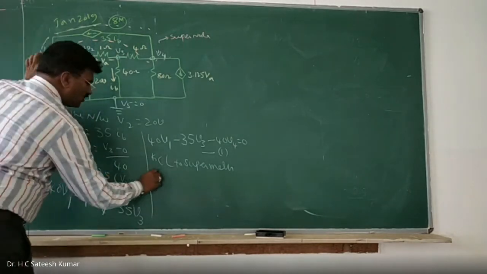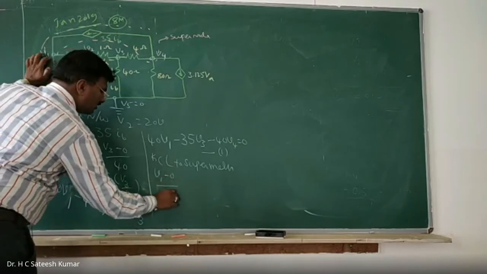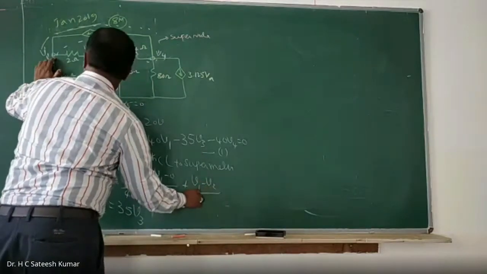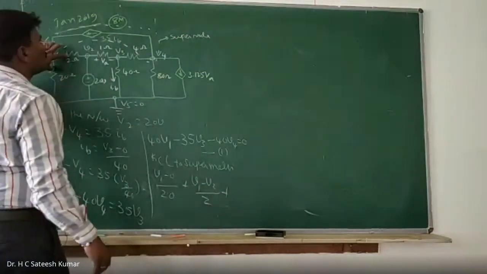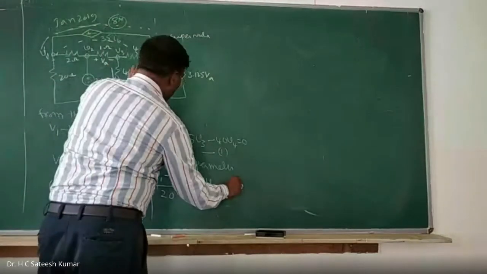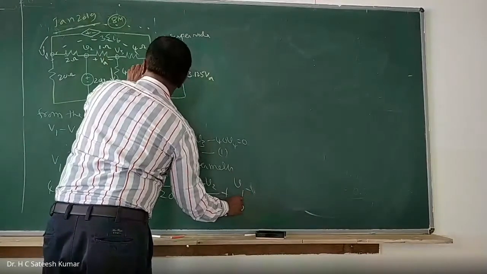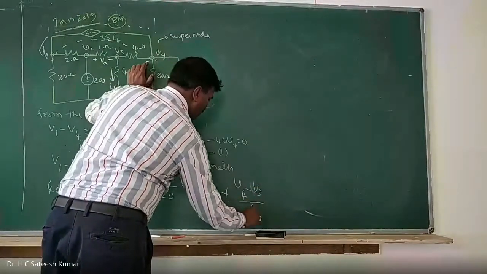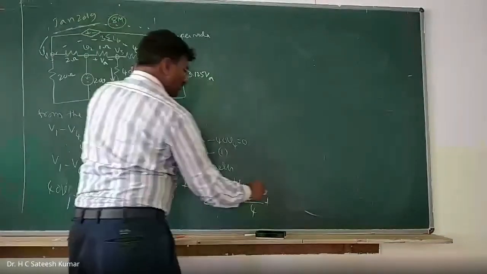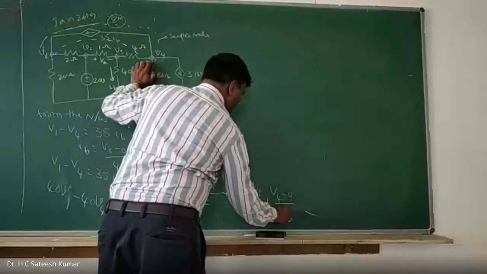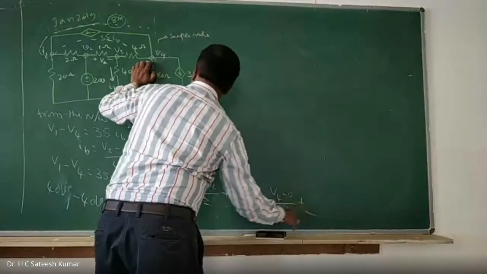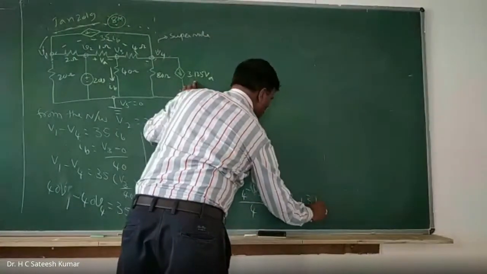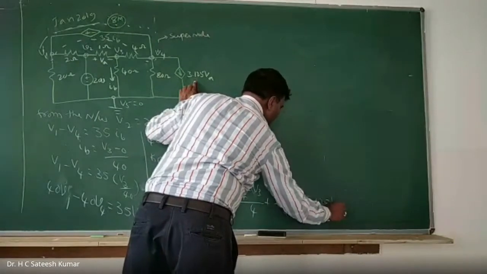V1 minus 0 divided by 20, plus V1 minus V2 divided by 2, plus these two over. Next you come to this one, plus V1 minus V4 minus V3 divided by 4, plus V4 minus 0 divided by 80, plus current is leaving, plus 3.125 VA is equal to 0.